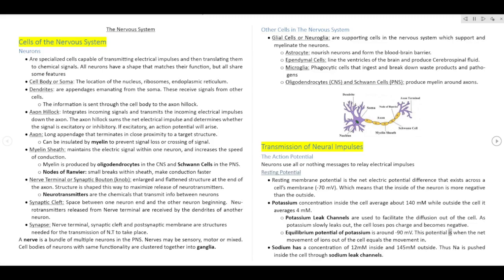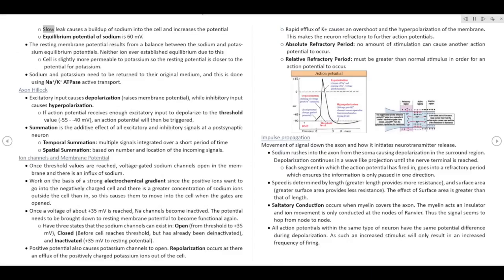This potential is when the net movement of ions out of the cell equals the movement in. Sodium has a concentration of 12 mM inside and 145 mM outside. Thus, Na is pushed inside the cell through sodium leak channels. Slow leak causes a buildup of sodium in the cell and increases the potential. Equilibrium potential of sodium is 60 mV.